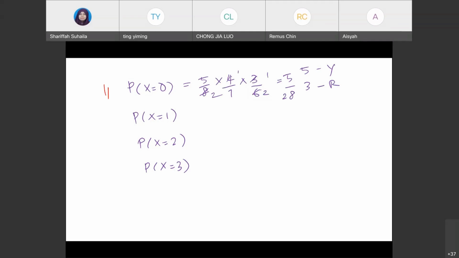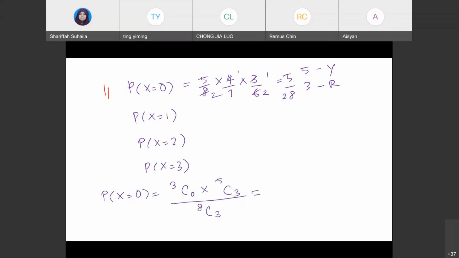So again, you can also use combination rules. Probability x equals 0, that means you didn't choose any red marbles. You have 3 red marbles, so that means 3 choose 0. The balance 5, you will choose another 3 and then divide by 8 choose 3. So you get directly your answer.